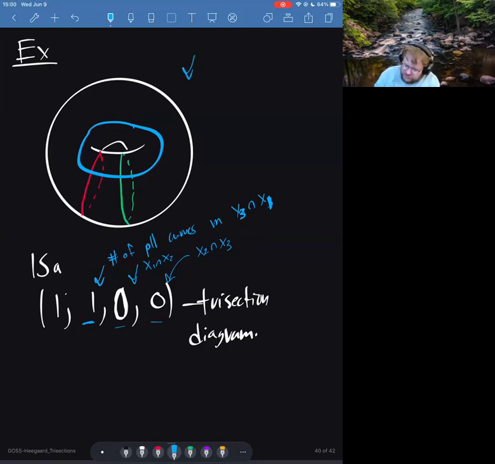And this is actually a trisection diagram for S4. It's called the one-fold stabilization. So this is a one-stabilized trisection.